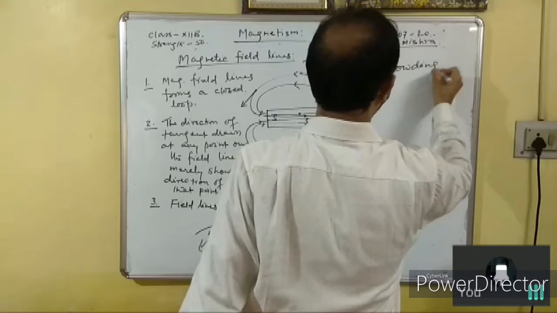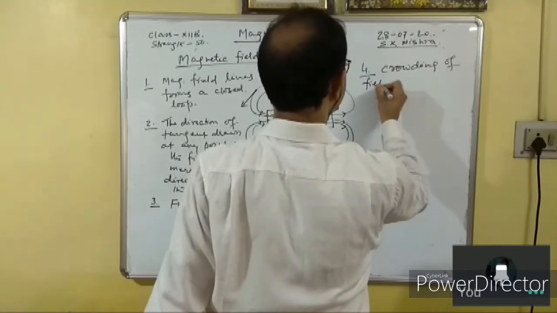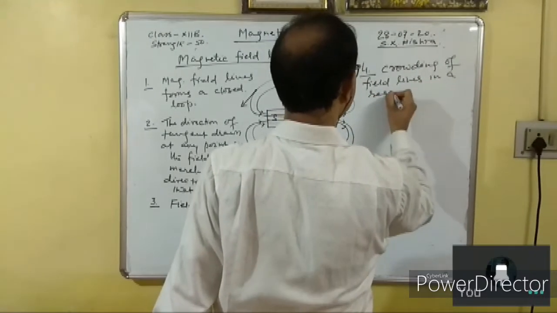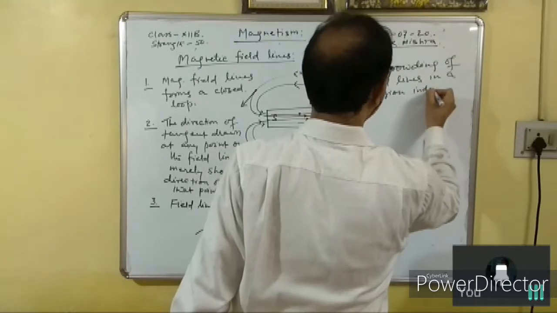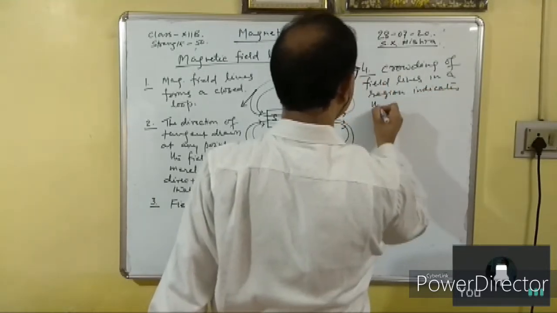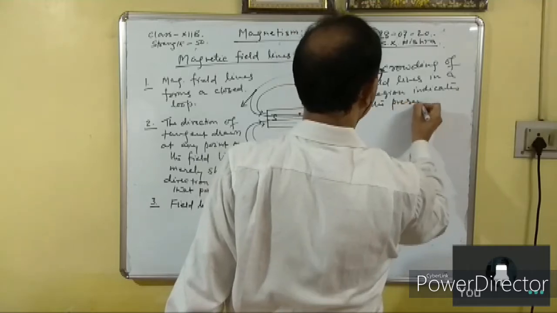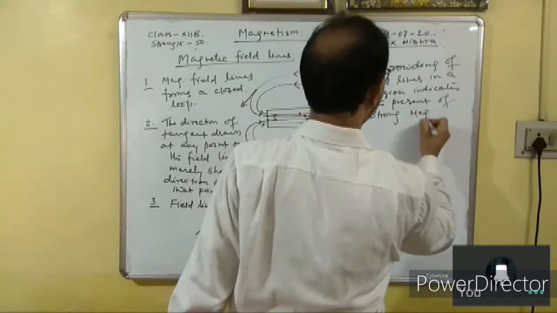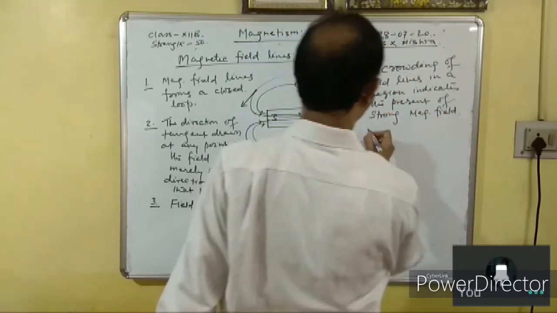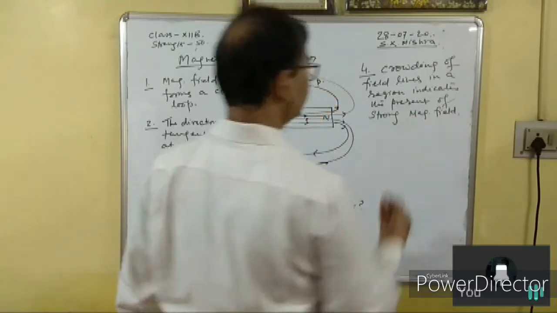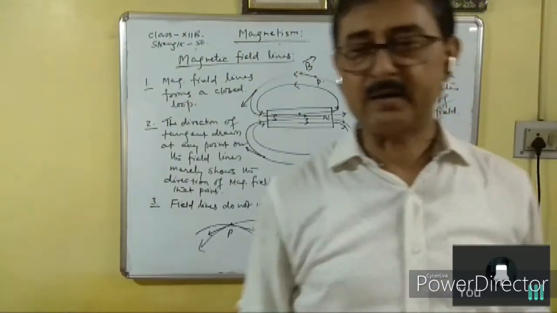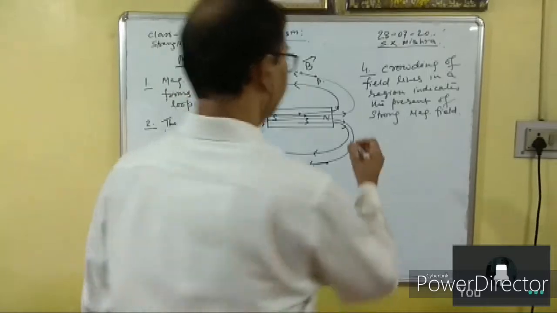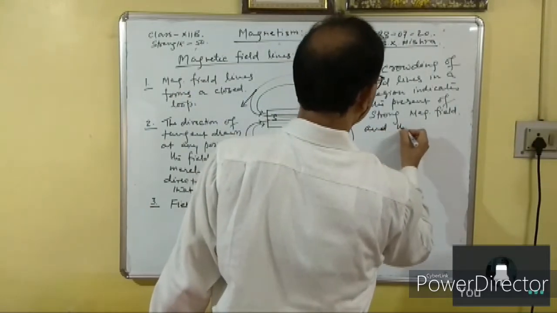Okay, so this is the third property. Now moving towards the fourth property. Now the fourth property is, we are writing the fourth one here only. If the field lines are crowded in a region, crowding of field lines indicates the strength of the magnetic field. I mean the density of field lines. If the field lines are closer to each other, then density will be more, and then the magnetic field will be more.